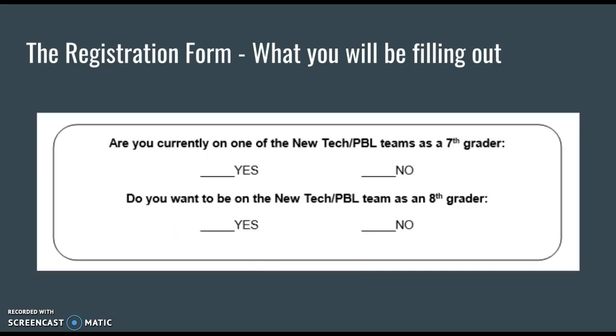The registration form also has an application for the Project-Based Learning network, which was formerly known as the New Tech network. We just want to identify if your student is currently on the Project-Based Learning team, which is our S team, as a 7th grader. And then we want to give you the option of signing up for the Project-Based Learning team as an 8th grader. The student can sign up for that whether they were on the S team or not. It does not matter. We just want to give you the opportunity.